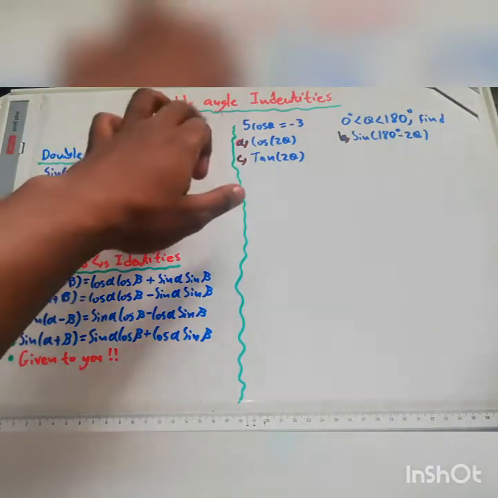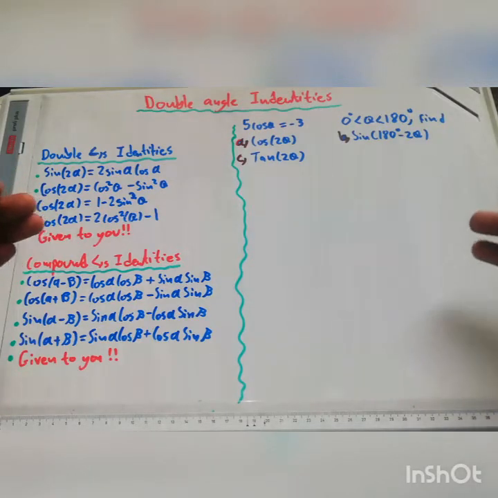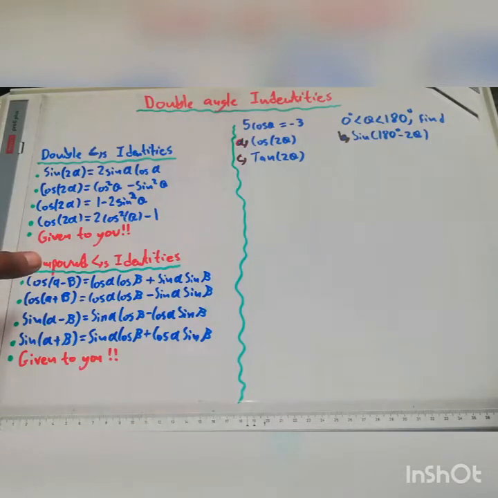But then with the double angle identities, you might also come across questions where it's a mixture of double angle identities and compound angle identities. So you have to know how to use both of them. So let's quickly look at the question.